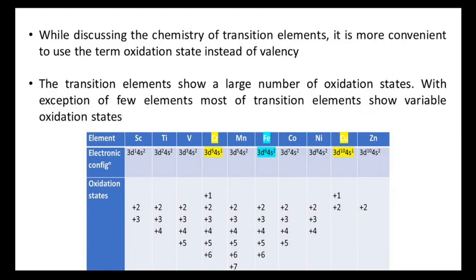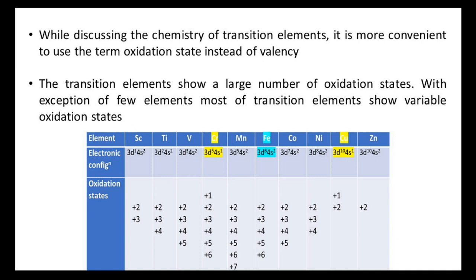While discussing the chemistry of transition elements, it is more convenient to use the term oxidation state instead of valency. The transition elements show a large number of oxidation states. With the exception of a few elements, most of the transition elements show variable oxidation state. The difference in the oxidation state is due to the participation of ns as well as (n-1)d electrons in the bond formation. These ns and (n-1)d orbitals have almost equal energy.